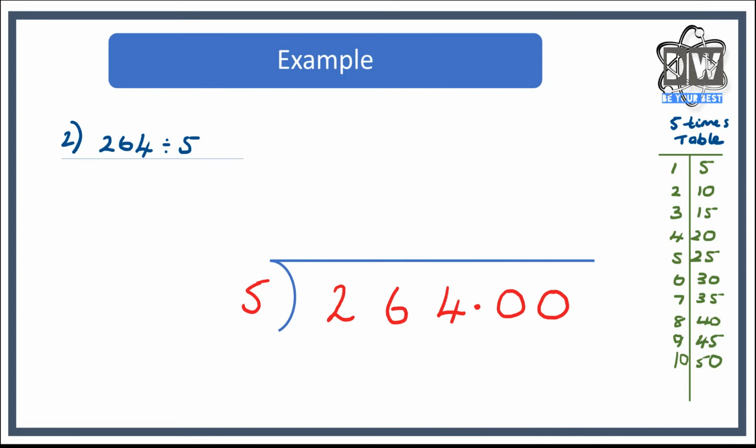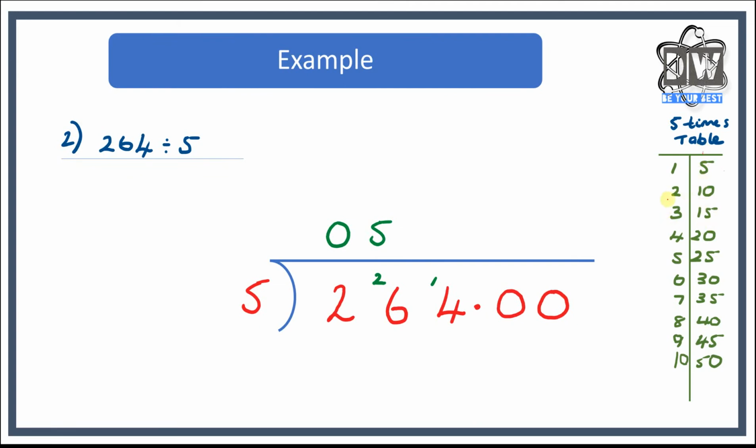So here we go now. How many 5s go into 2? They don't. So 0 times 5, or 5 times 0, is 0. So we take the 2 across. Now we've got 26. How many 5s go into 26? 5 5s are 25. We've got a remainder of 1. So I put the remainder by that 4. So now I've got 14. How many 5s go into 14? I look down my list.